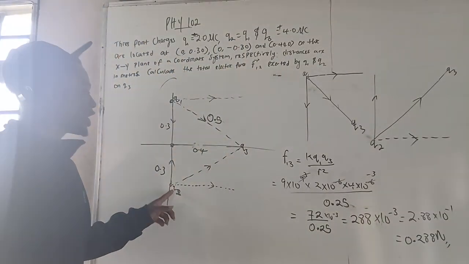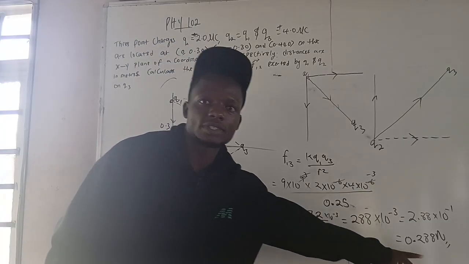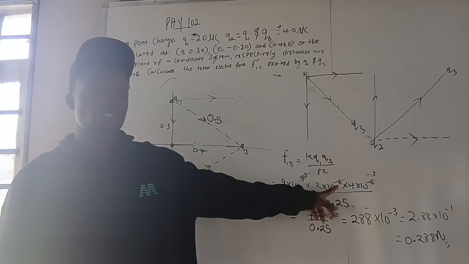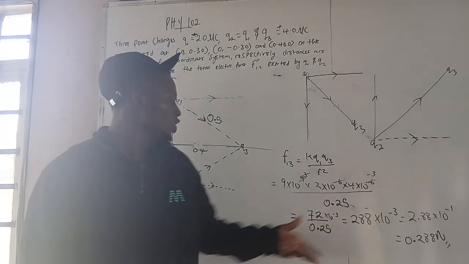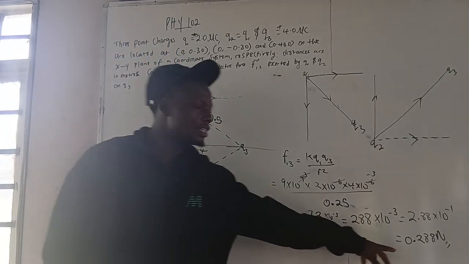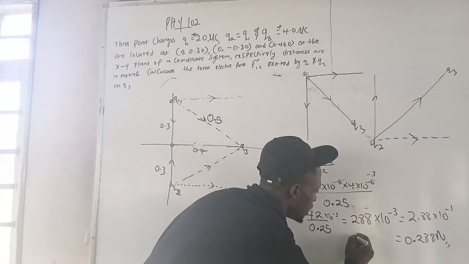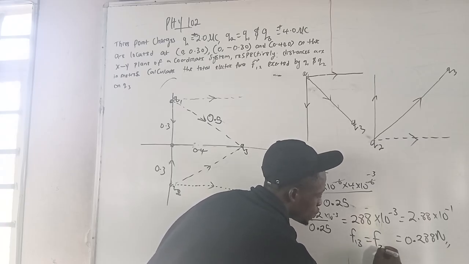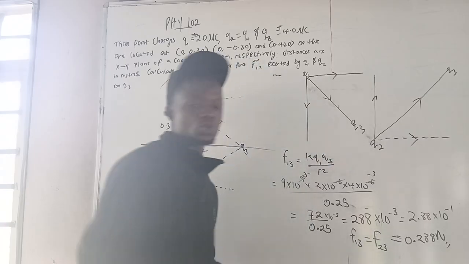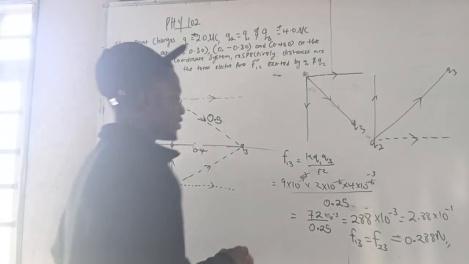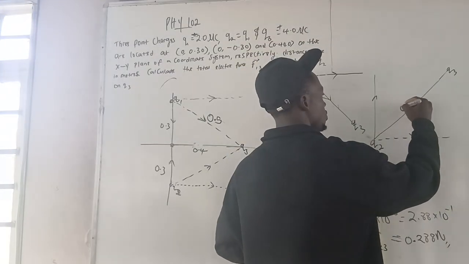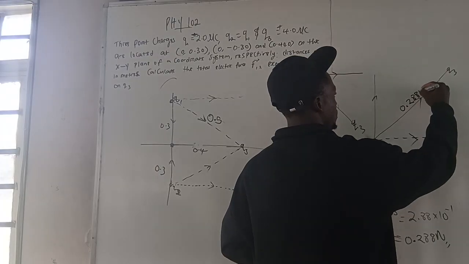Now the force exerted by Q2 on Q3 will also give us the same thing. Why? Because both Q1 and Q2 are 2 times 10 raised to the power minus 6, and Q3 is this. So if you do Q2 on Q3, you still get the same answer. So F13 is the same thing as F23, equals 0.288 Newton. So we have our force here, 0.288 Newton.